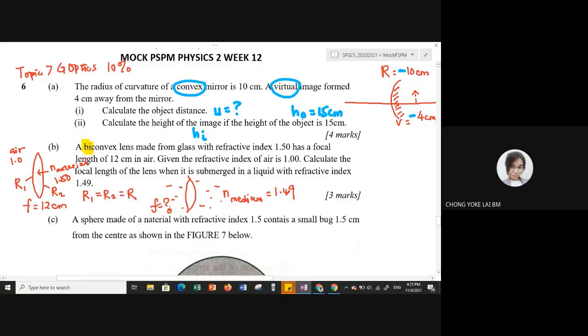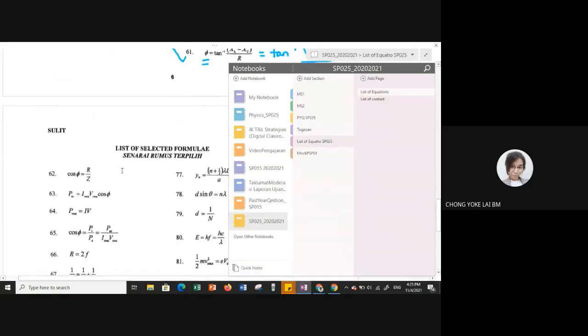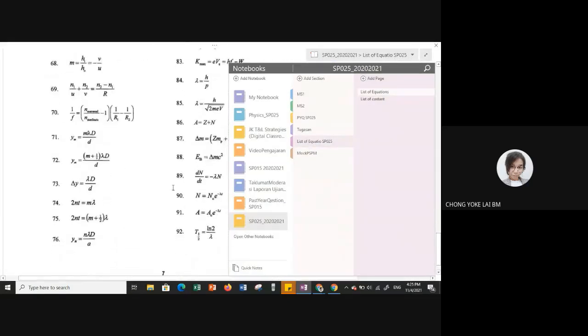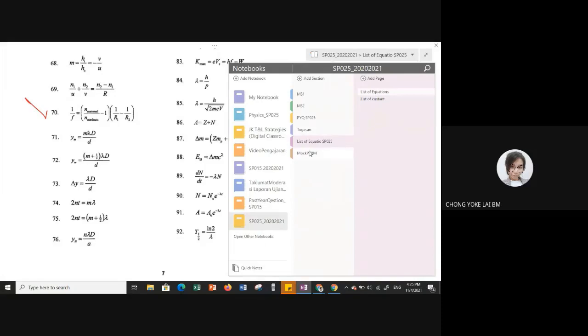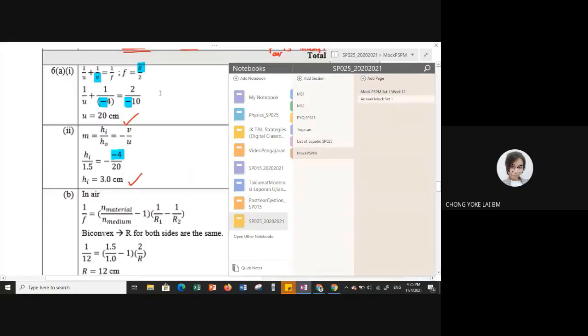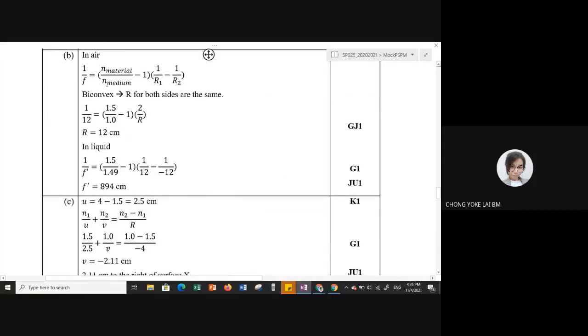Okay. So kita nak relatekan focal length dengan refractive index. Kita tidak ada formula lain. Kita ada satu je formula. Kita panggil sebagai lens maker equation. Equation 70. Nampak? 70. Okay. So you perhatikan. Setiap soalan tu dia mesti ada equation dalam list of equation. So biasakan guna list of equation tu. So teacher gunakan situasi in air, kita carikan R dulu.